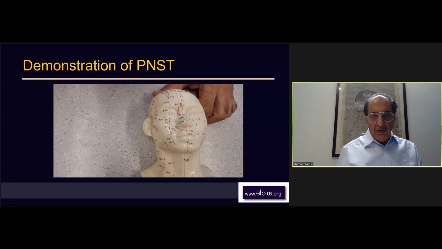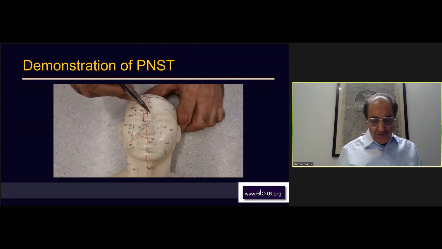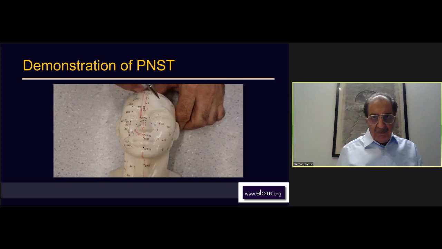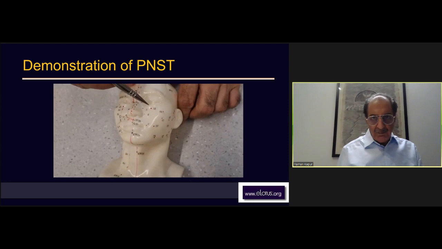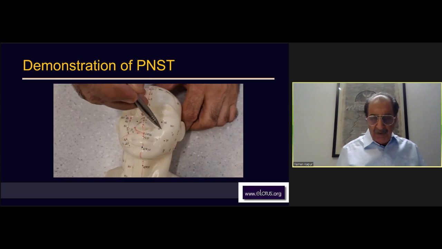So it has to be done bilaterally. Again, UB1, UB2, UIO, GB14, triple warmer 23, GB1, stomach 2, stomach 2.5, stomach 3. So in all 18 points, 9 points on each side. Then points around the nose.